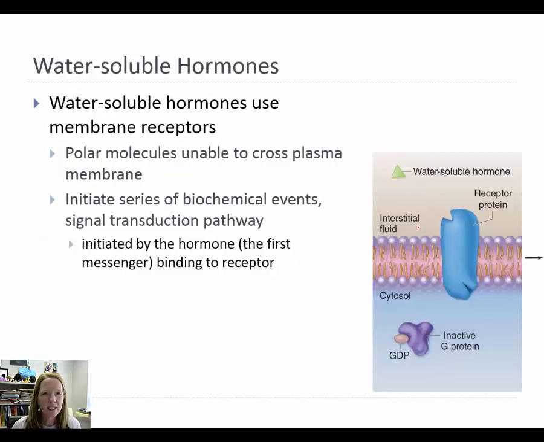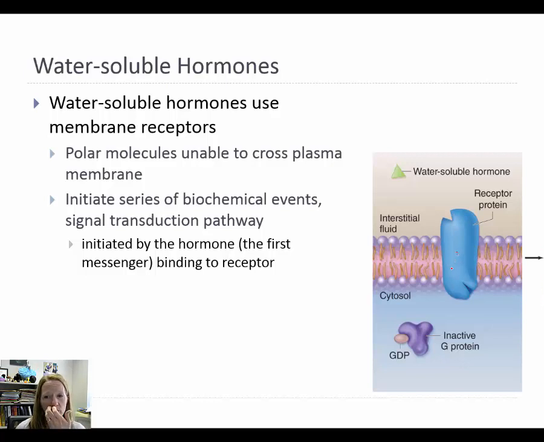Let's take a look at water soluble hormones. Not as easy as we would like it to be here. A little bit more complicated. So with water soluble, they're going to be polar molecules. That means they cannot cross the plasma membrane. They are going to be the ones that bind to those receptors on the outside of the cell that are embedded inside of the cell membrane, just like we are looking at right here.